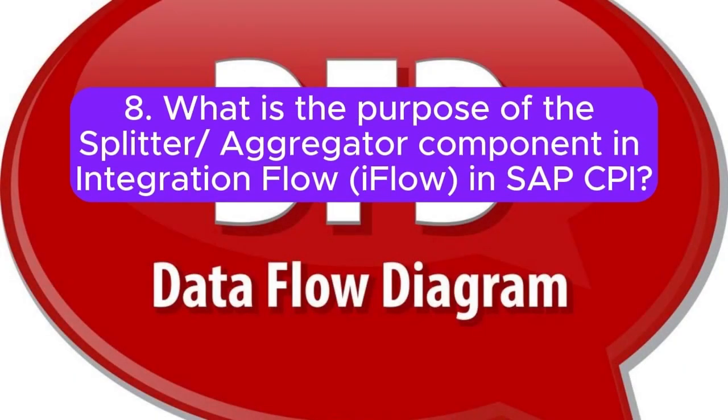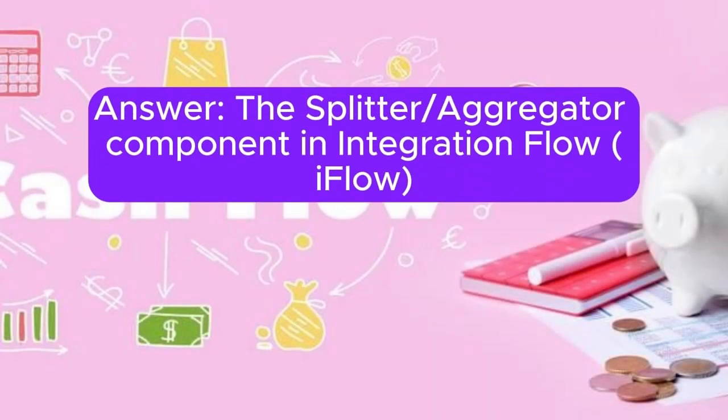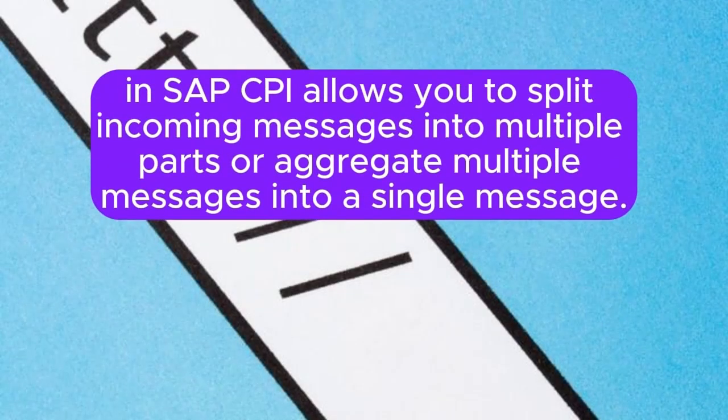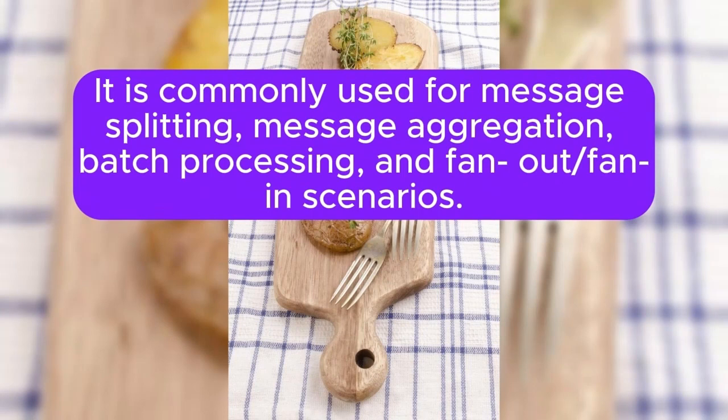8. What is the purpose of the splitter aggregator components in integration flow iFlow in SAP CPI? Answer. The splitter aggregator component in integration flow iFlow in SAP CPI allows you to split incoming messages into multiple parts or aggregate multiple messages into a single message. It is commonly used for message splitting, message aggregation, batch processing, and fan-out or fan-in scenarios.